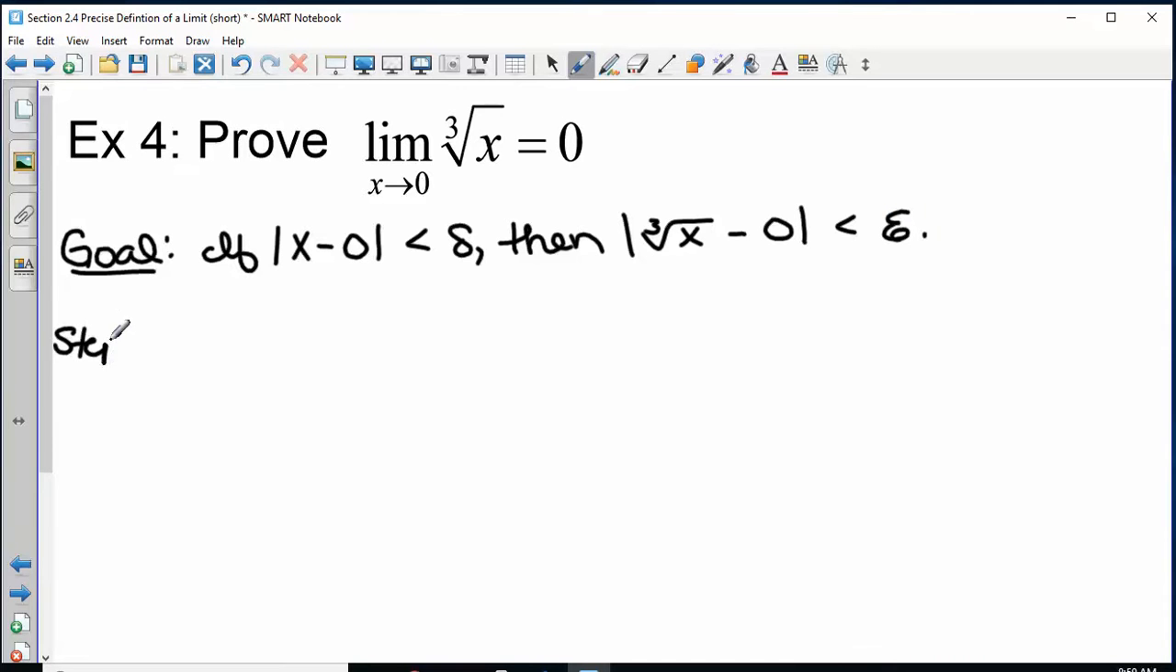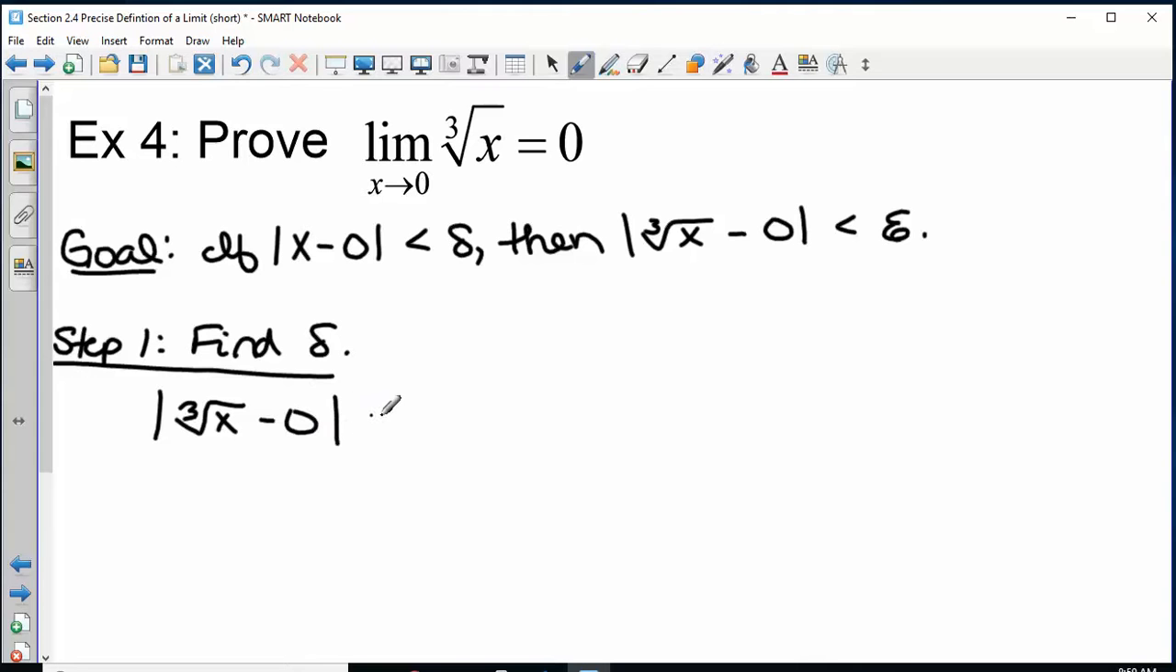So my first step is to find delta. And we do that by starting with this f of x minus L statement. So the absolute value of the cube root of x minus 0. And we're trying to simplify this. What do you know if you subtract 0 from anything? You can drop that off, right? So this is the same thing as the absolute value of the cube root of x.